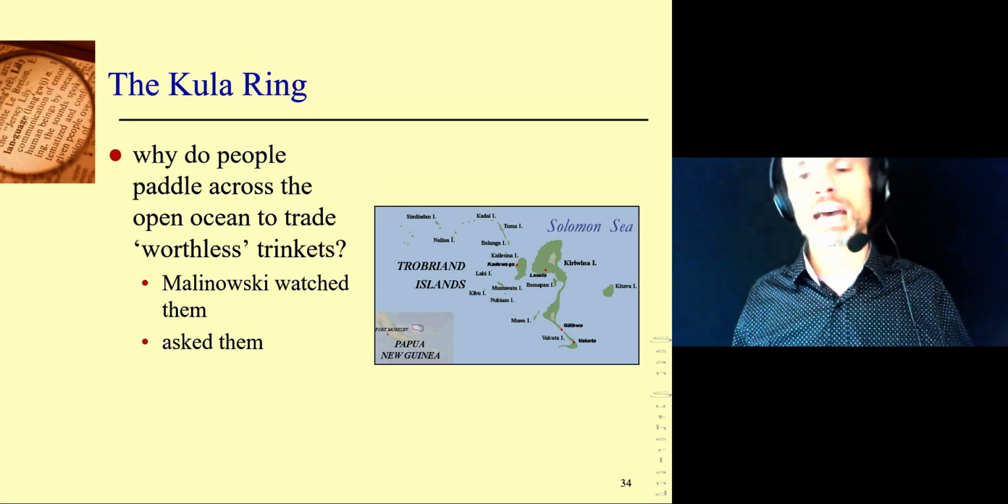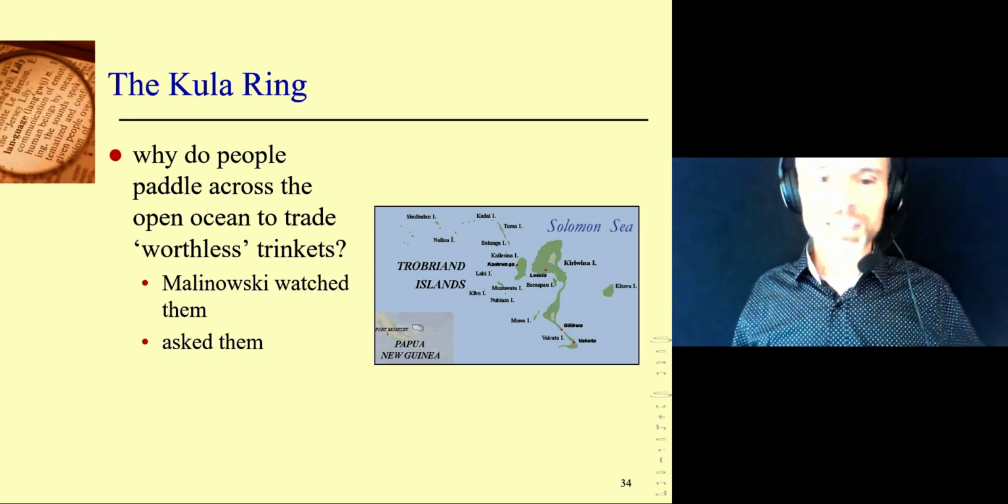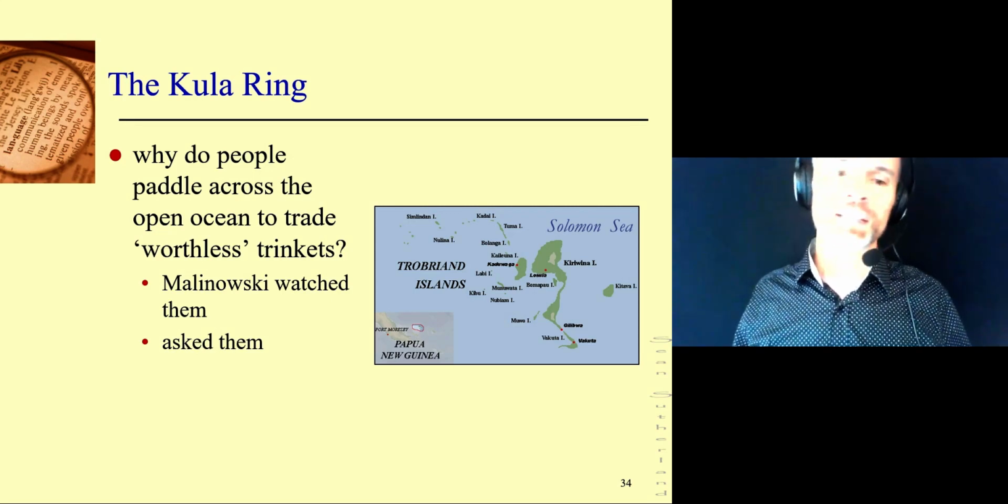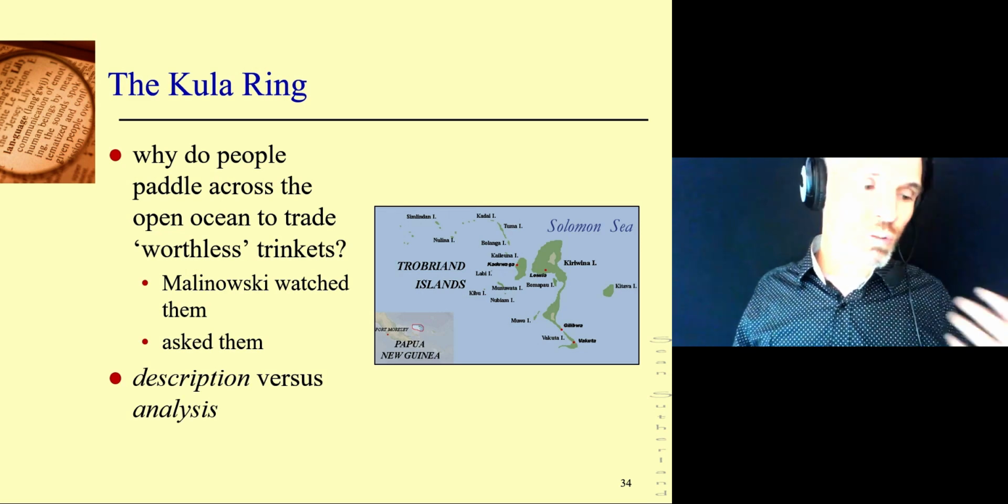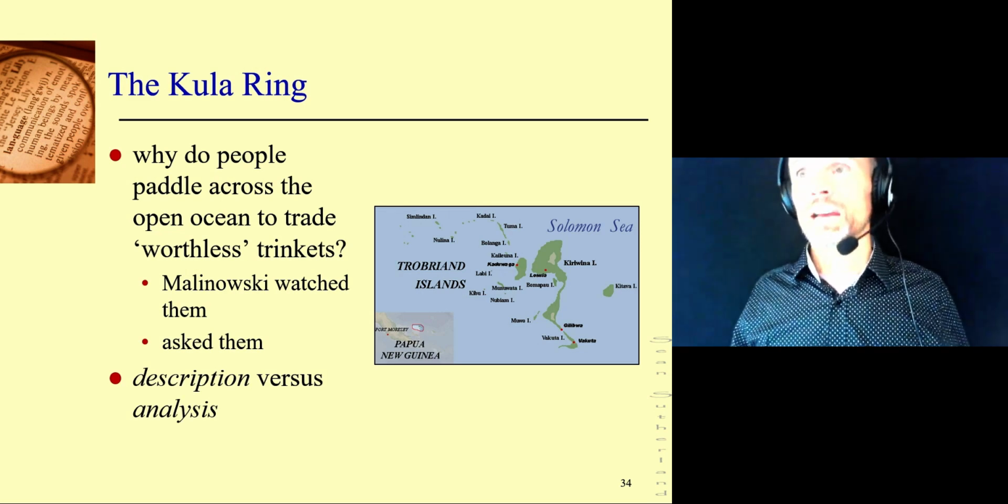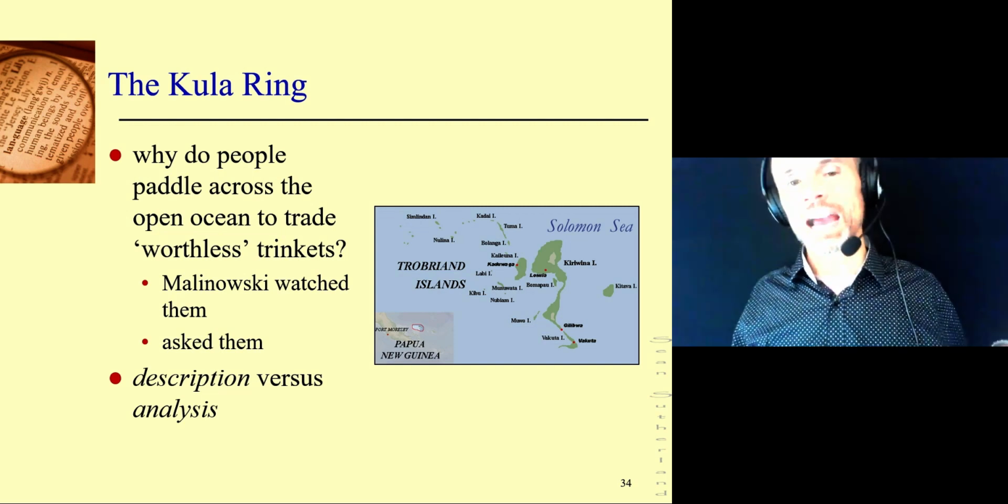So he was able to do that, to get that bottom-up research and ask them why they did things. He wanted to describe what they were doing first, rather than trying to analyze it as an outsider.